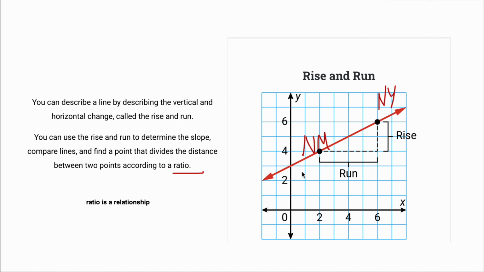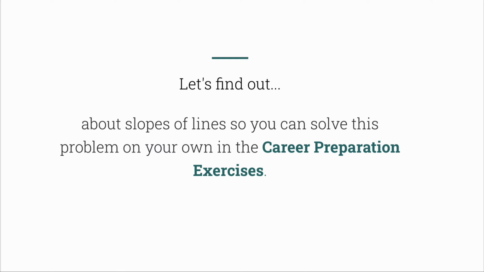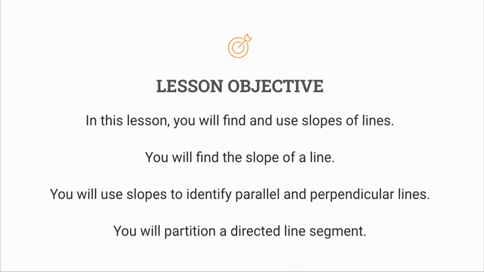So yes, that relationship or the distance between 2 points, it's divided into a ratio so that no matter where I am, I know if I need to get back on track on this line, I just go this many miles east for however many miles I went north. Okay, so let's jump into it. Let's find out about slopes of lines so that you can solve this problem on your own in the career preparation exercises. So the objectives for your graphic organizer.